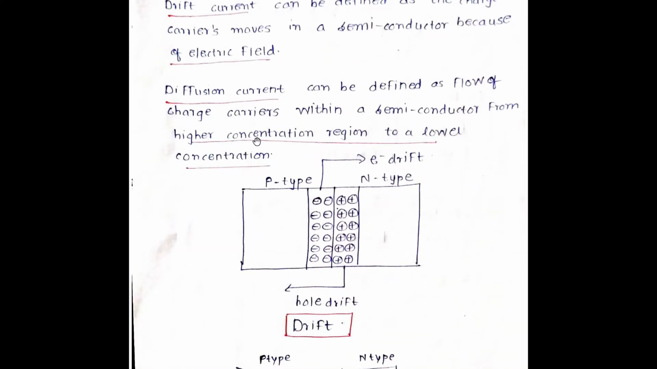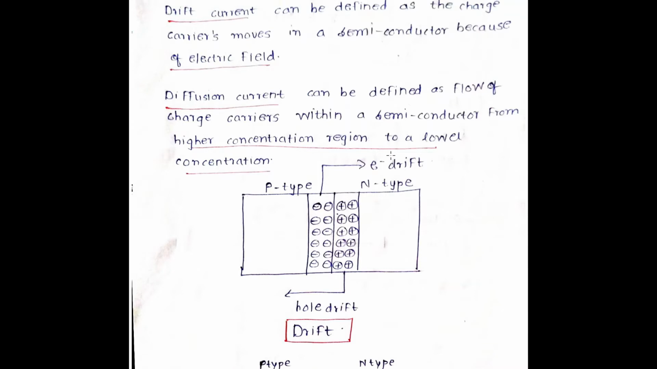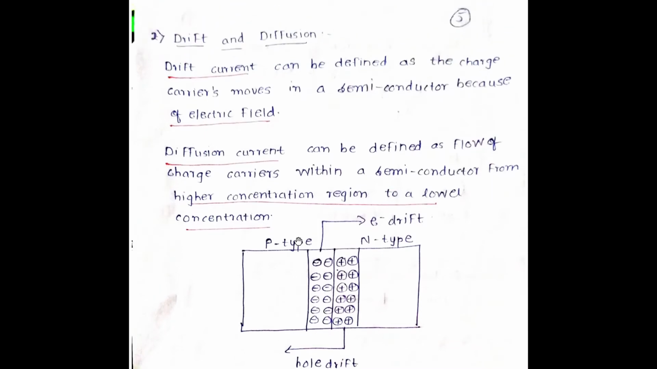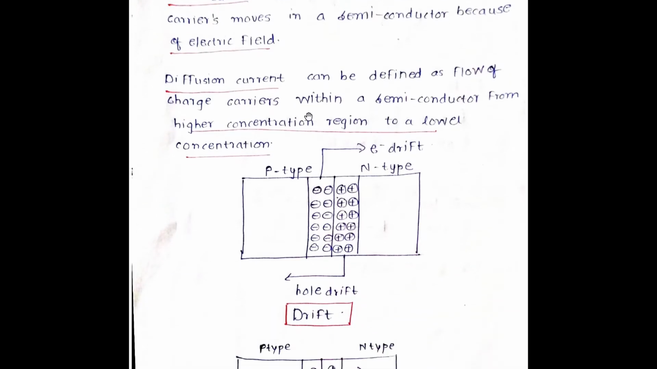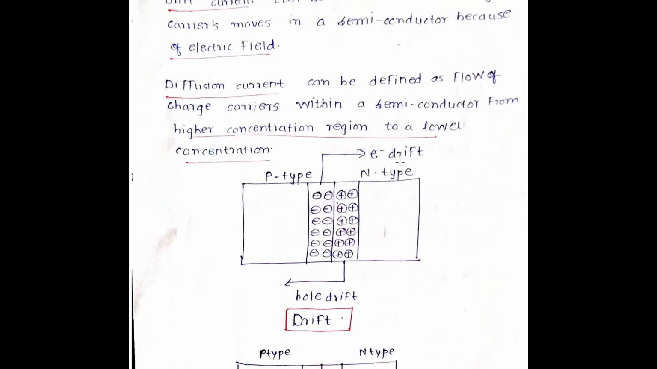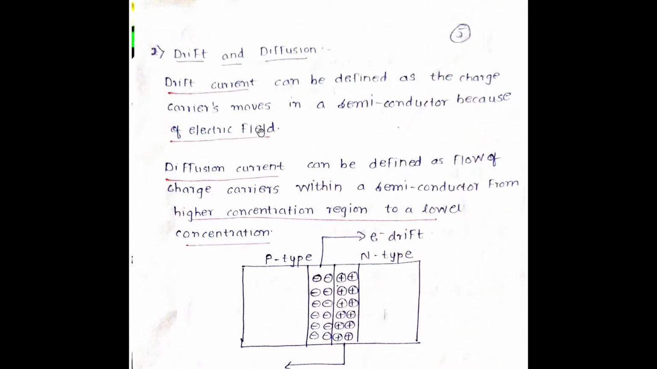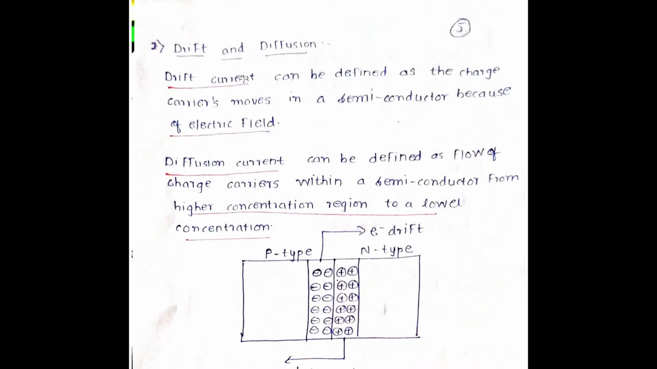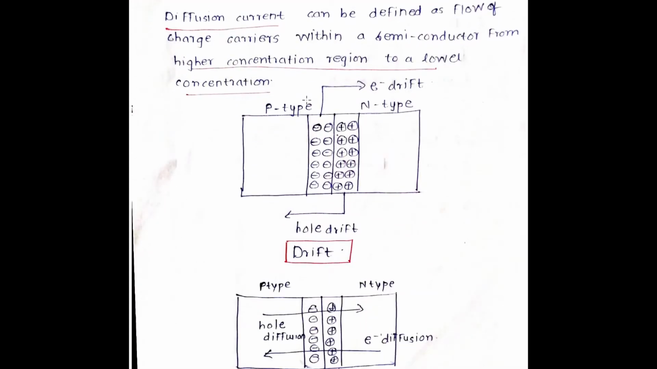Similarly, diffusion current can be defined as the flow of charge carriers within a semiconductor from a higher concentration region to lower concentration region. So a drift current is because of the electric field, and the diffusion current is basically because of the carrier concentration change from higher concentration to lower concentration, then the current will flow in such a semiconductor.